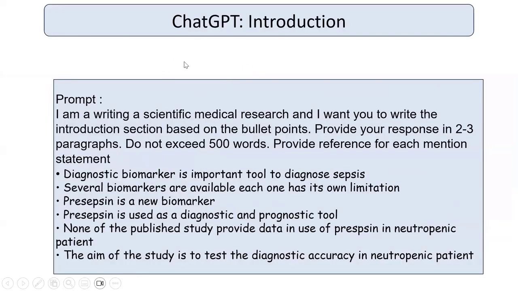Then we start by using the prompt in ChatGPT and tell it: I'm writing a scientific medical research paper and I want you to write the introduction section based on the bullet points. Provide your response in 2 to 3 paragraphs. Do not exceed 500 words. Provide a reference for each mentioned statement. So you give ChatGPT the pathway to modulate these bullet points into paragraphs, but you have to write the bullet points as structured and outlined in the introduction section.